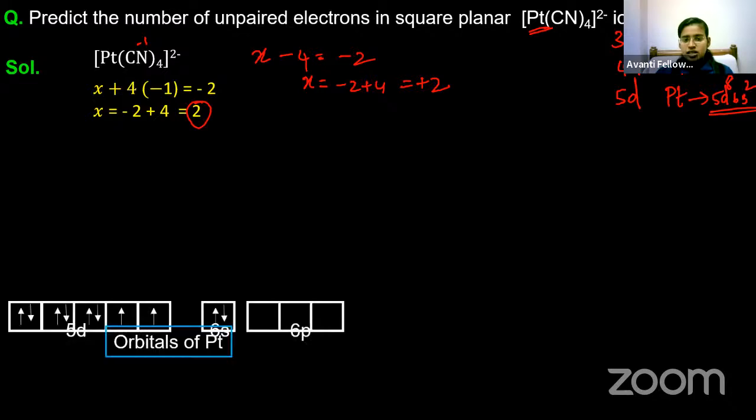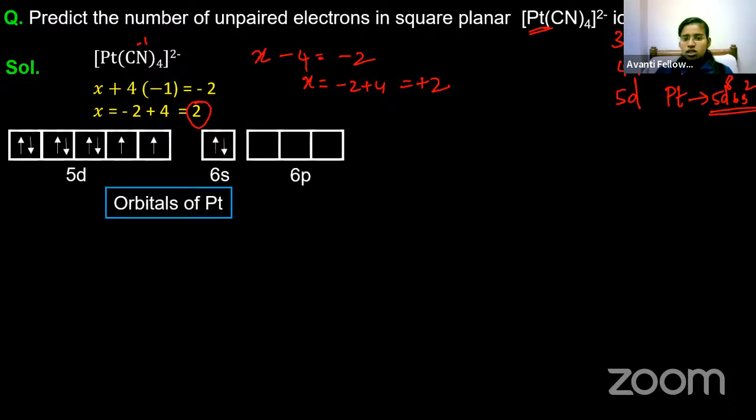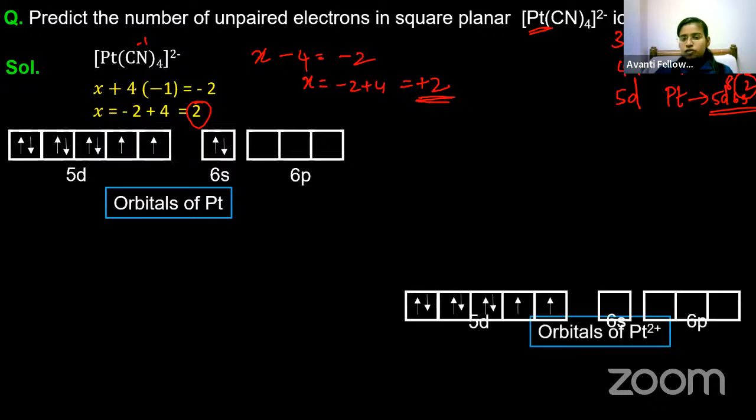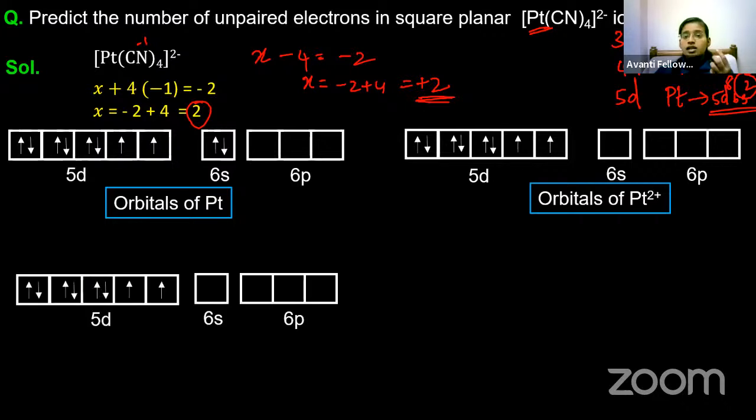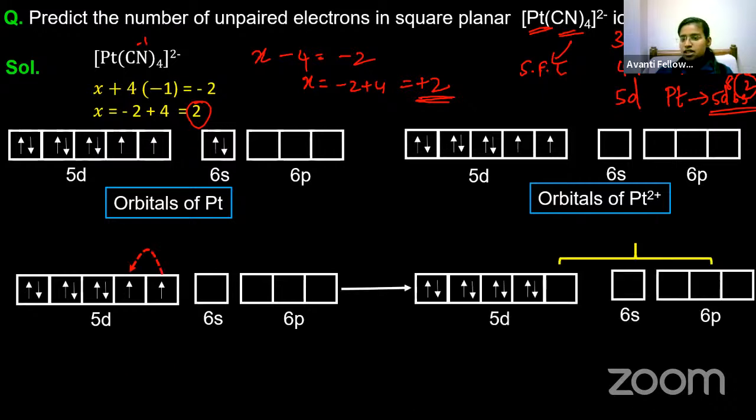Okay, so here is the diagram. Got it? Now, since platinum is in +2 oxidation state, we have to remove the s electrons. And if we remove the s electrons, we will get this type of configuration. And now what we have to see? We have to look into the ligand. So we have CN minus ligand, which is actually a strong field ligand. So what will happen? Pairing of electrons takes place. So the two unpaired electrons will get paired up with each other and we will get this type of configuration.